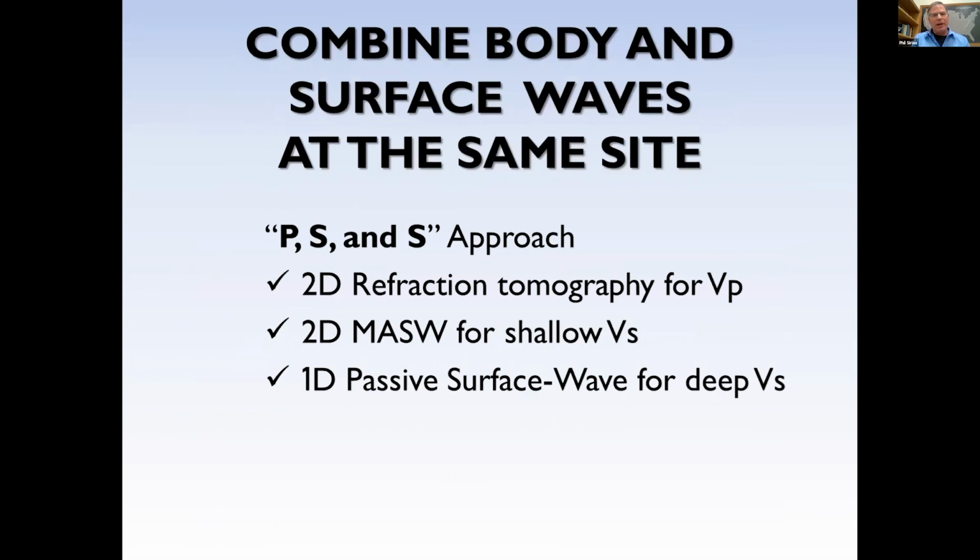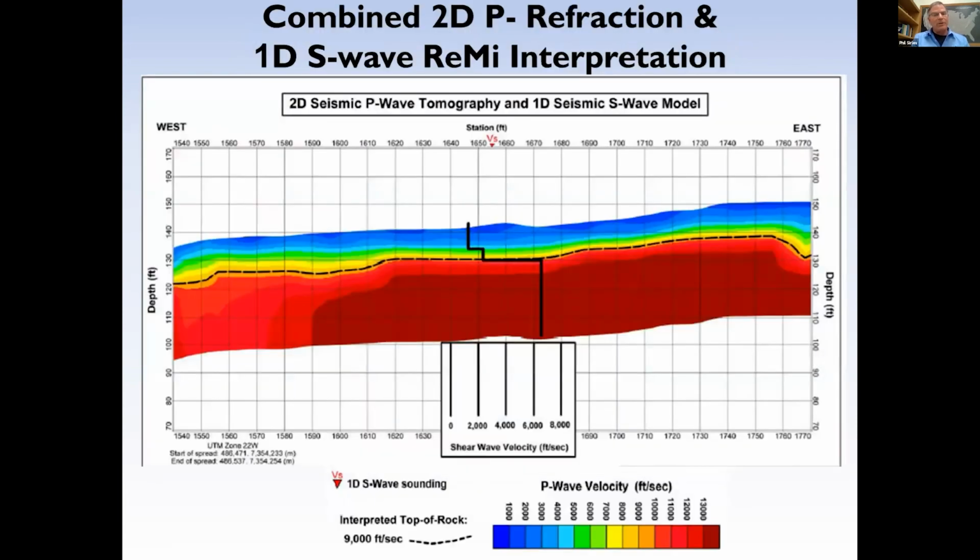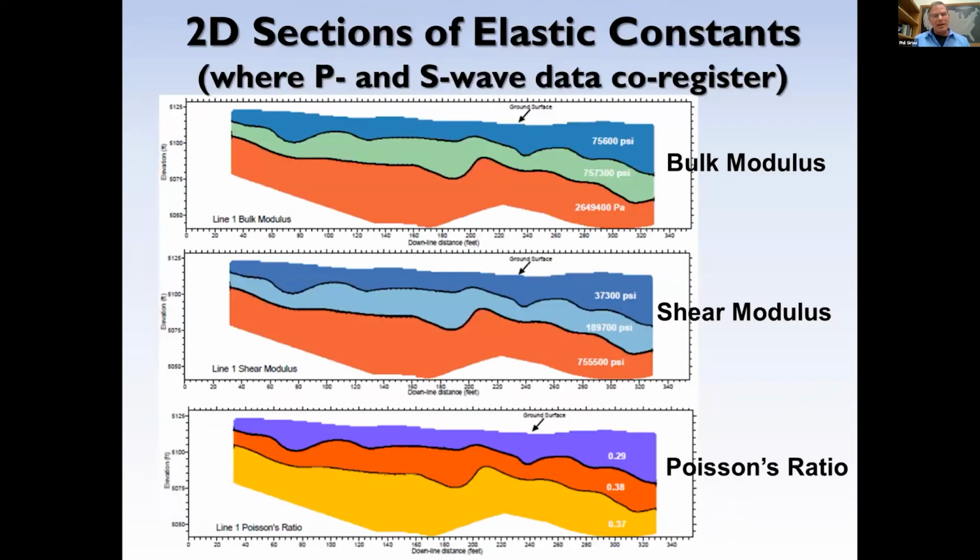So this is where I'm going to end, is the P&S approach, as I call it, from the sense of getting 2D refraction tomography for compression waves, 2D MASW for shallow shear wave lateral distributions, and then a 1D passive for getting deeper. The goal here is that we can start combining these measurements by making both measurements while we're acquiring the data, meaning sample rate and record lengths, the things that we understand on our instruments, to get these data combined into one.